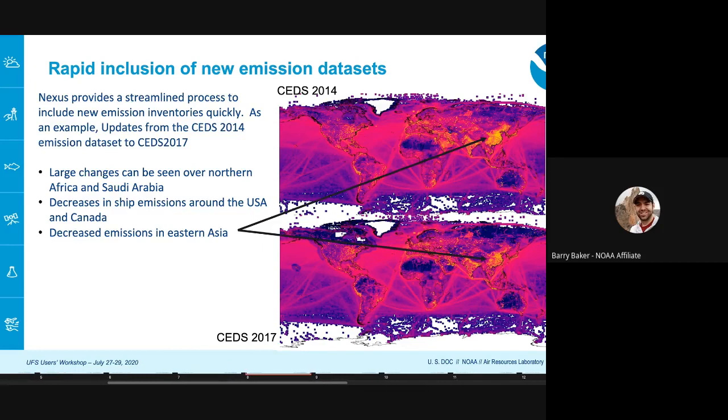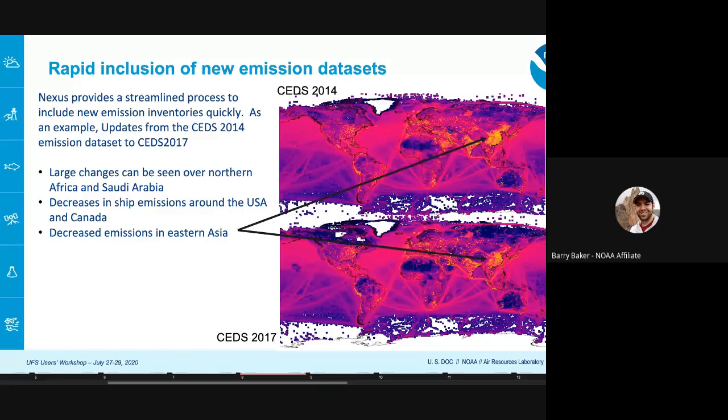And then you can see large decreases in emissions over Eastern China, which, if you remember, in both George and Jeff's talks, we saw a high bias in these areas. That's just to show you that the emissions are a critical component of these atmospheric composition models, and it shouldn't be neglected.